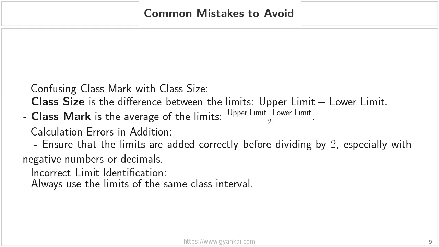Finally, be careful with incorrect limit identification. When you are calculating the midpoints for a whole table of data, like the parcel weights we looked at earlier, ensure you are always using the upper and lower limits from the same class interval. Don't accidentally grab a limit from the interval above or below.